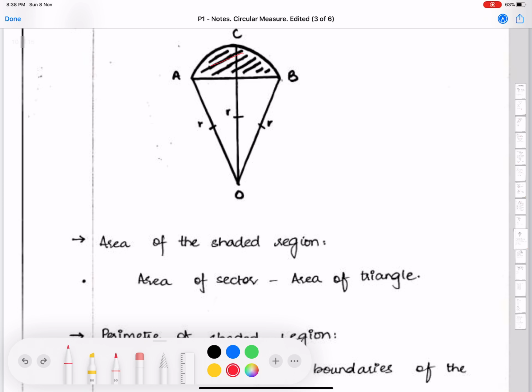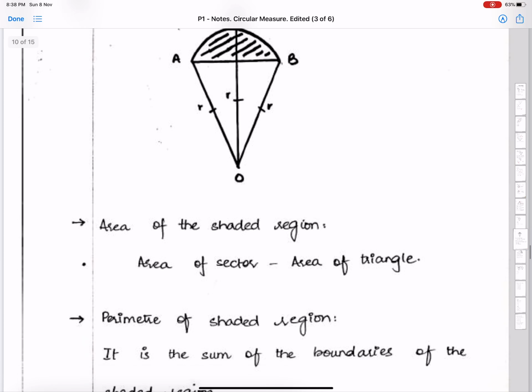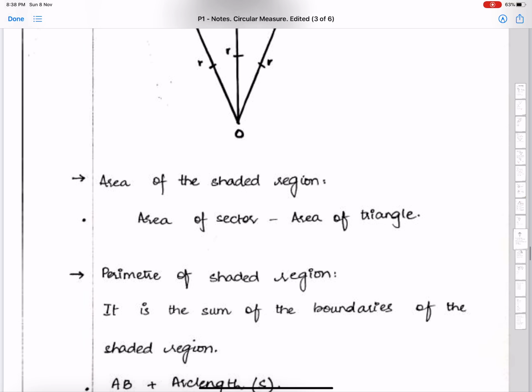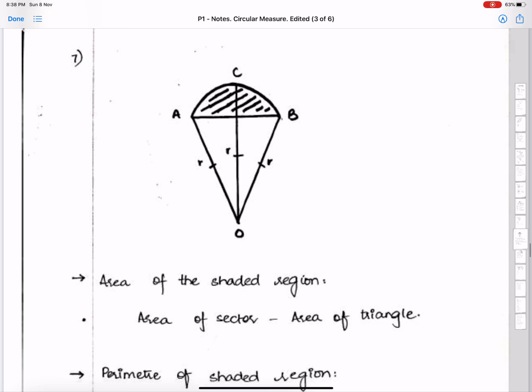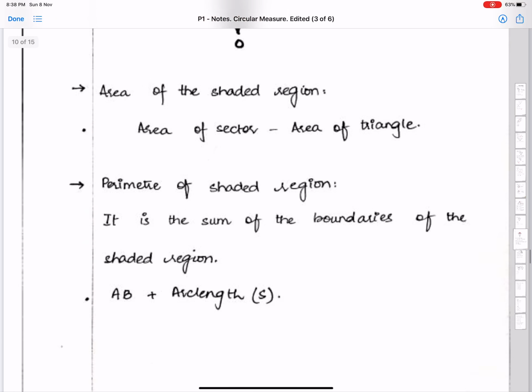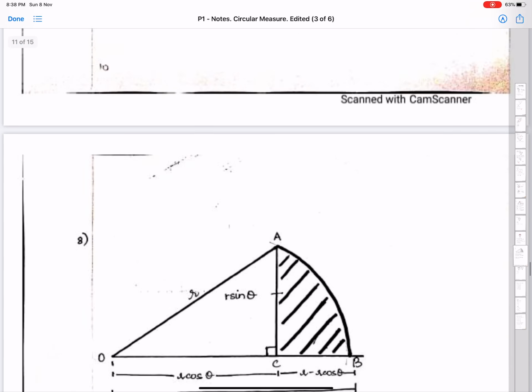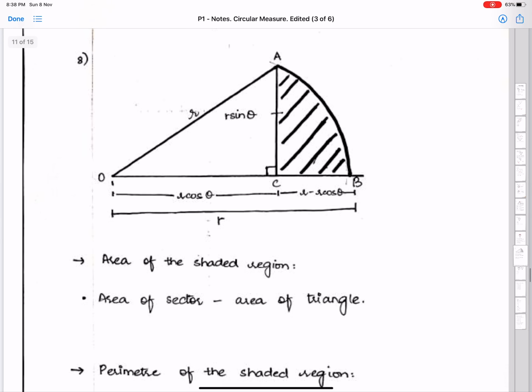And in perimeter, make sure you understand the concept of perimeter. The perimeter of the shaded region is the sum of the boundaries of the shaded region. Now this region is occupied by two boundaries, this and this. So if you add these two, you will easily get the perimeter. AB plus arc length will give you the perimeter of this shaded area.